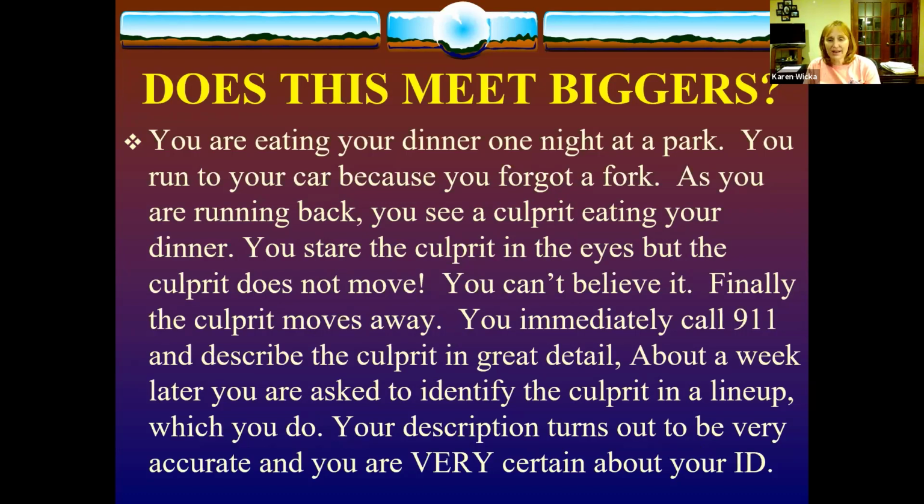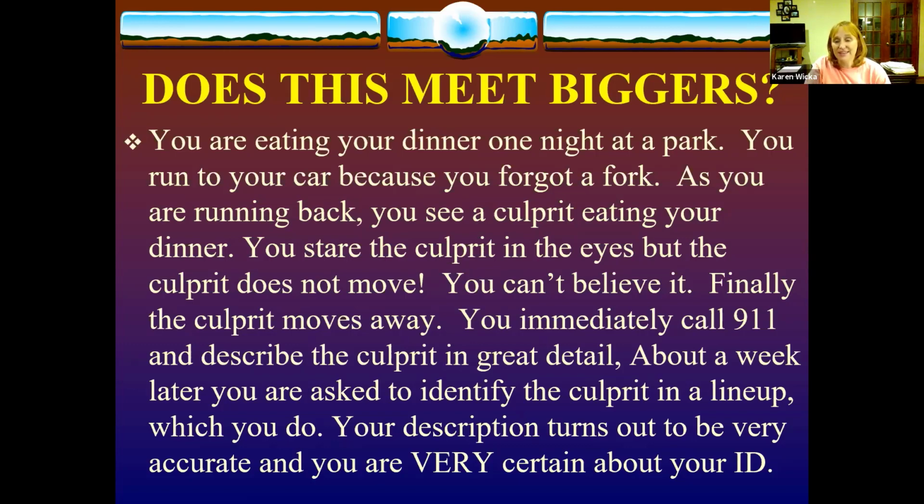You are eating your dinner one night at a park. You run to your car because you forgot a fork. As you are running back, you see a culprit eating your dinner. You stare the culprit in the eyes, but the culprit does not move. You can't believe it. Finally, the culprit moves away. You immediately call 911 and describe the culprit in great detail. About a week later, you are asked to identify the culprit in a lineup, which you do. Your description turns out to be very, very accurate, and you are very certain about your identification.